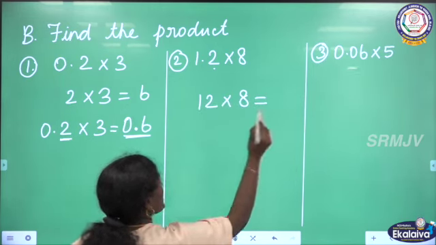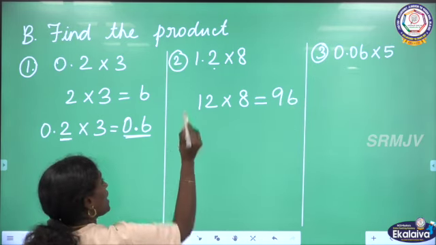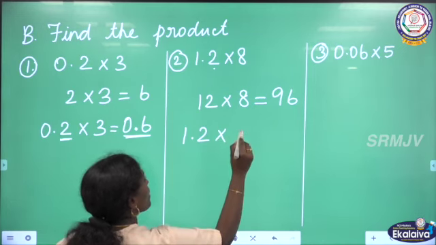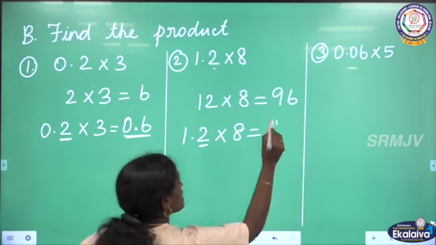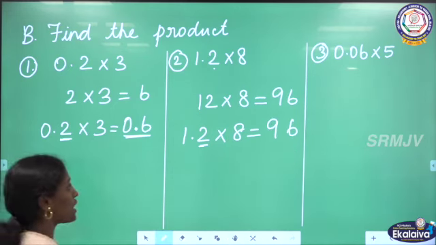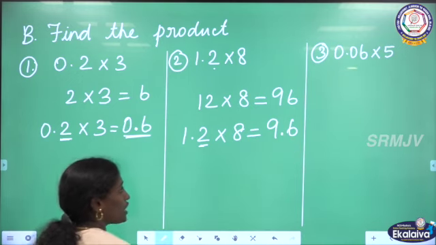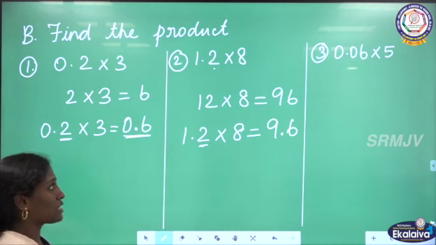Here also, I am going to take 1.2 as 12 into the second number 8. 12 into 8, 96. We got the answer 96. Now, I am going to write the answer for the given question 1.2 into 8. Here only one decimal place is there. So, in the answer also we need one decimal place. So, from the last, before one digit we have to keep the decimal point. So, the answer is 9.6.